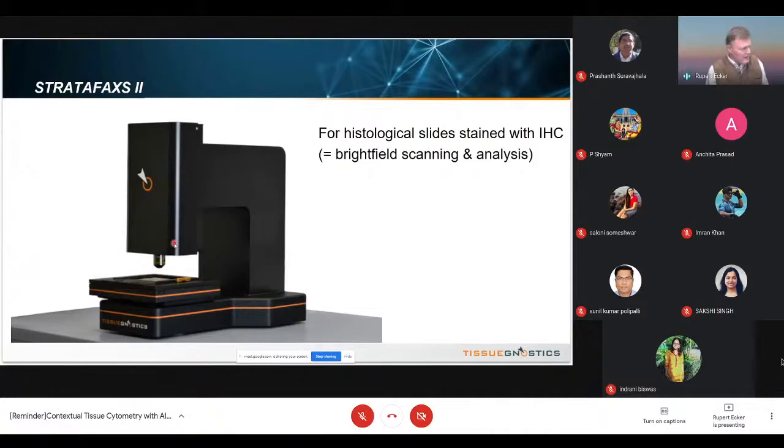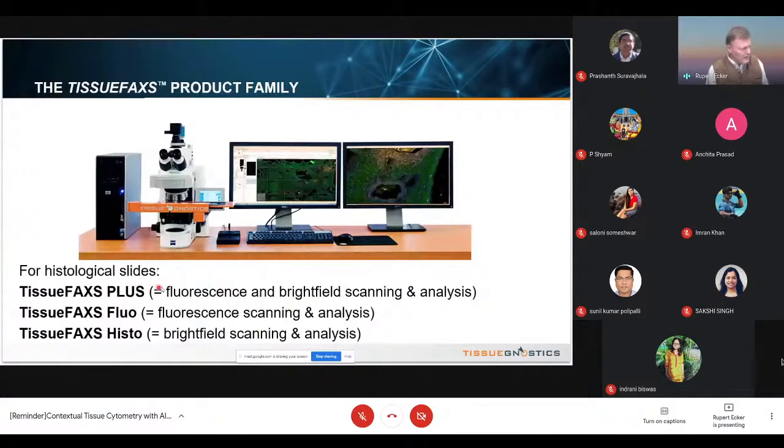And just to give you an idea of how the instruments that TissueGnostics has developed look, there are different versions, like here StrataFAX 2, which supports bright field scanning of 2 slides. Or the main product that we have is called TissueFAX. This is a family of products which is also available for bright field only, fluorescence only, or the combination thereof, and it's called TissueFAX Plus.